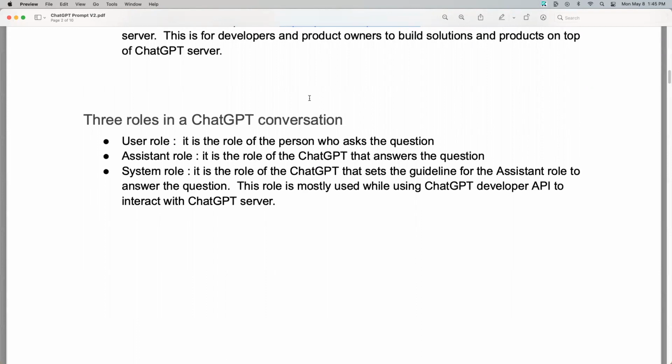And there's one role which most of us non-technology people will not interact with: the system role. It's a role of the ChatGPT that sets the guideline for the assistant role to answer the question. This role is mostly used when you're using the ChatGPT developer API to interact with the ChatGPT server. When you use the web interface, you can also set up that role, but it's kind of difficult to do that.